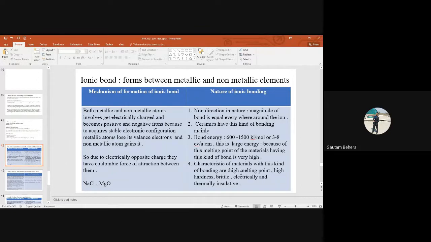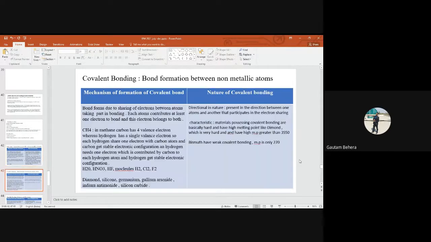And the characteristics of a material having this kind of bond is what? As I have told, high melting point, may have high boiling point, and high hardness, they are brittle, but electrically and thermally insulative. Why are they electrically and thermally insulative? We'll discuss that later. Now, covalent bonding.